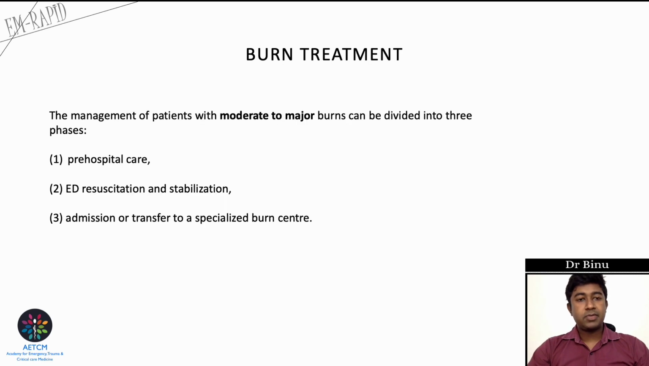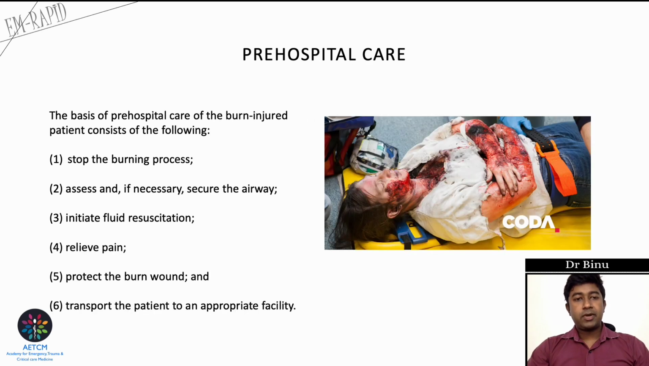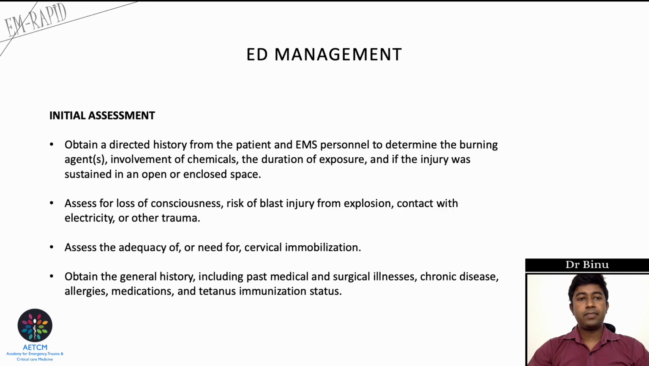Now coming to the management, patients with moderate to major burns can be managed in 3 phases: pre-hospital care, ED resuscitation and stabilization, and admission or transfer to a specialized burn center. The basis of pre-hospital care of the burn injured patient consists of the following: stop the burn process, assess and if necessary secure the airway, initiate fluid resuscitation, relieve pain, protect the burn wound, and transport the patient as early as possible to an appropriate facility.